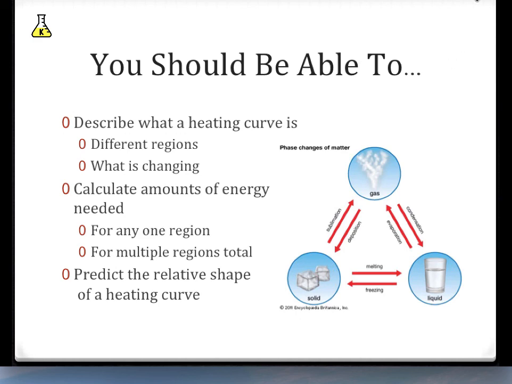So that's pretty much it for our video for today. We are expected to be able to describe what a heating curve is, and specifically identify those regions on the graph. You should then also be able to calculate the amount of energy, again, for any region or potentially for multiple regions where you get the sum of many smaller calculations. Last but not least, you should be able to predict the relative shape of a heating curve based on, again, the same thermochemical data. We'll practice all of these skills in class to make sure that they make sense.